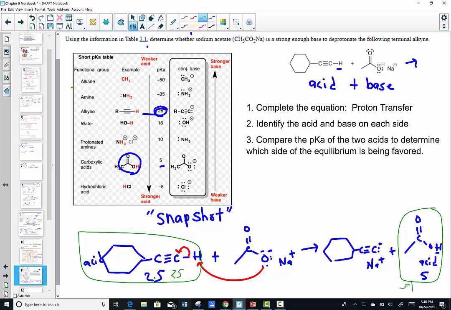Is this reaction going to work? Well, based on our pKa values, you can see that the carboxylic acid is a stronger acid. This is a weaker acid. And so the equilibrium clearly lies to the left. So no, this base is not a good choice to deprotonate that particular acid.